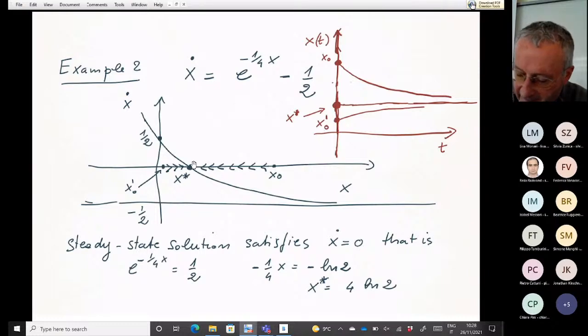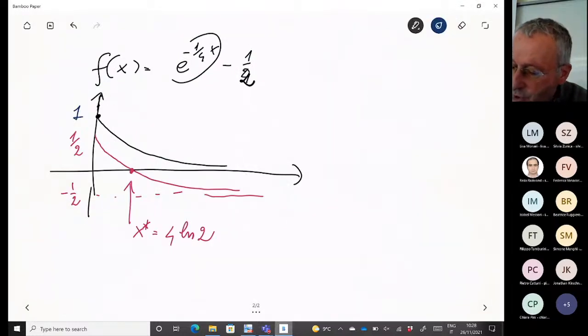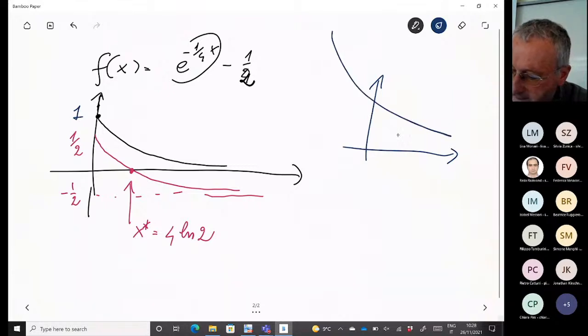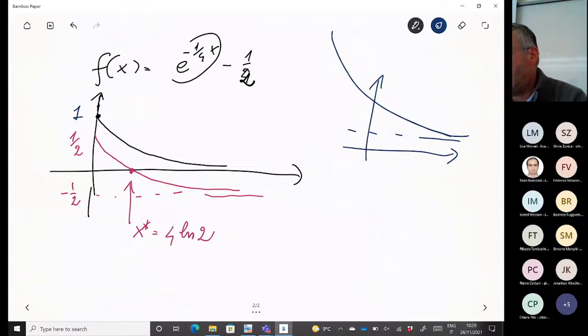This is monotonically decreasing, but if there's an asymptote here, it never intersects the axis, okay? So this doesn't have steady states. But if it is monotonically decreasing and it crosses the x-axis, this steady state is unique and globally stable. It's clear from the graph. So the problem with not global stability, only local stability, arises when we have multiple steady states and non-monotonic phase diagrams.